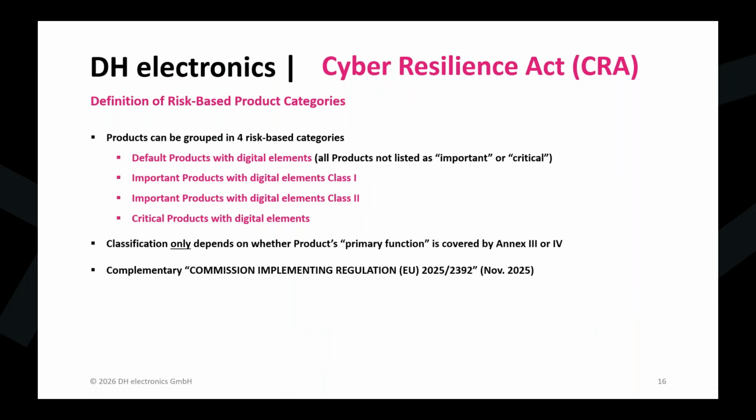For practical purposes, the CRA allows us to group products into 4 risk-based categories. The risk level, meaning the potential impact of security incidents, increases from category to category. The standard category is products with digital elements. This category covers all products that are not classified into one of the other categories. They have the lowest risk and potential impact in the event of a security incident.